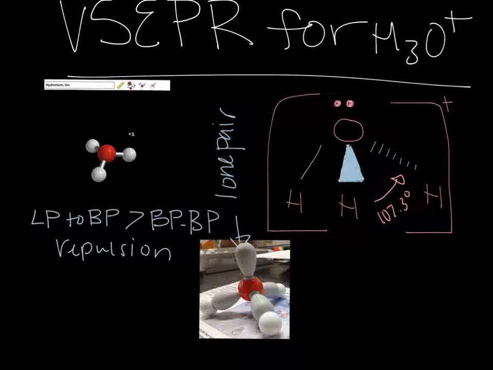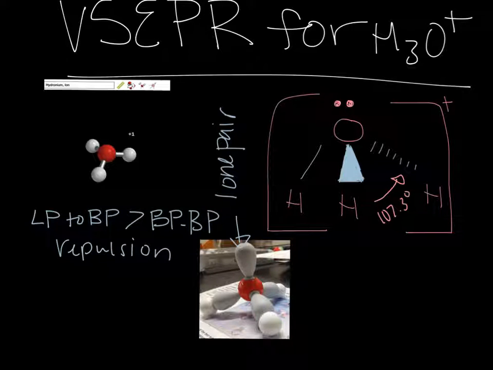Next is our VSEPR diagram for hydronium. You can see, based on our previous Lewis structure, that there was a lone pair up top. And since there is a lone pair at the top, lone pair to bonding pair repulsion is greater than bonding pair to bonding pair. So this lone pair is repulsing the hydrogens, pushing the whole thing downward, which will give the angle only 107.3 degrees.